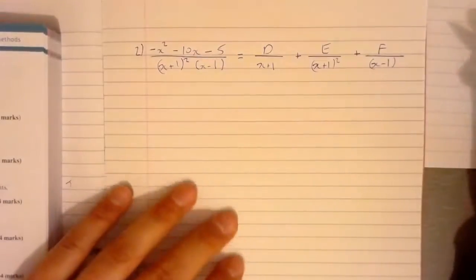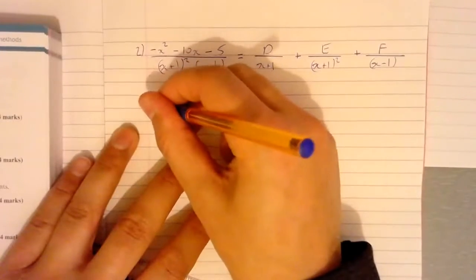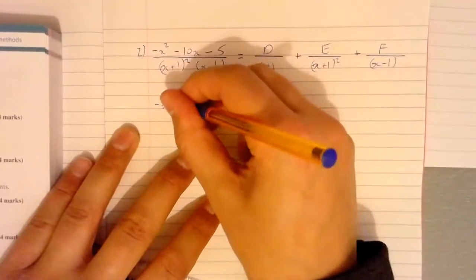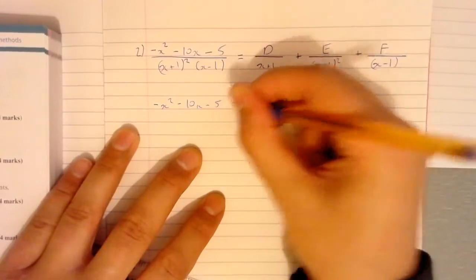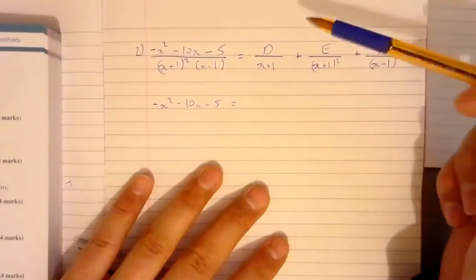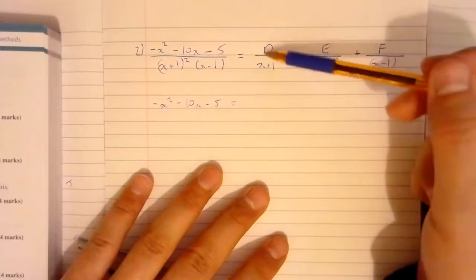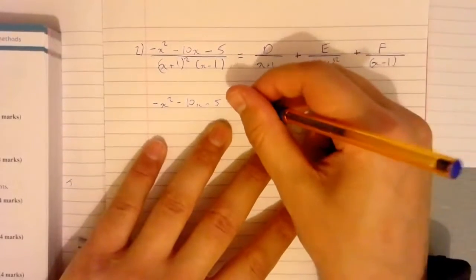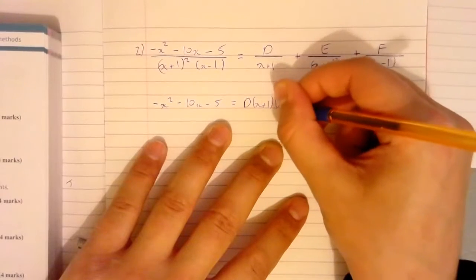So what we can do is we can multiply out. So we're going to get minus x squared minus 10x minus 5 is equal to, now I'm going to miss a step out here a little bit, but if I multiply this stuff through by that, one of the x plus 1s will cancel out with the bottom. So I'm going to be left with d lots of x plus 1, x minus 1.